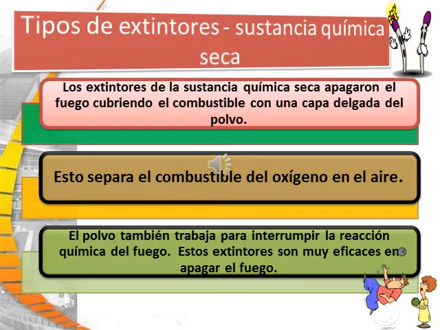Dry chemical extinguishers put out the fire by coating the fuel with a thin layer of dust. This separates the fuel from the oxygen in the air. The powder also works to interrupt the chemical reaction of fire. These extinguishers are very effective in putting out fires.